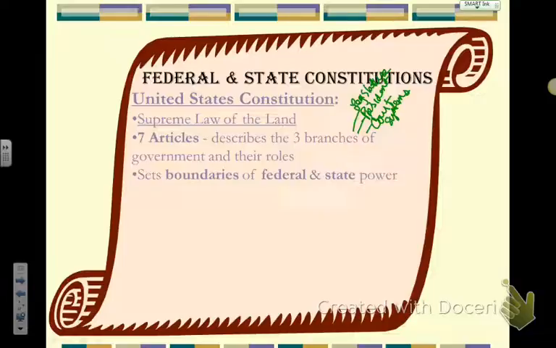The first 3 articles outline the branches of government and their roles. So, for instance, up there above, I write legislative branch, presidential, or executive, if you call it that, and then the court systems. So those are the 3 branches: legislative, executive, and then the courts. And the Constitution basically sets out the boundaries of your federal and state powers.